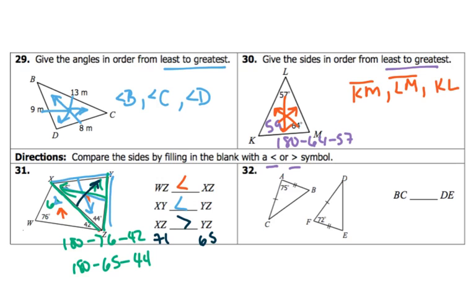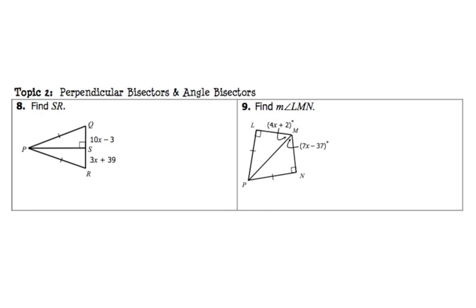Alright, our next one is BC and DE. So DE is 72 and BC is 75, so that would be a greater than symbol. You guys are doing so well. Keep it up. Alright, so our next one is 8 and 9. And when you're ready, please unpause the video.